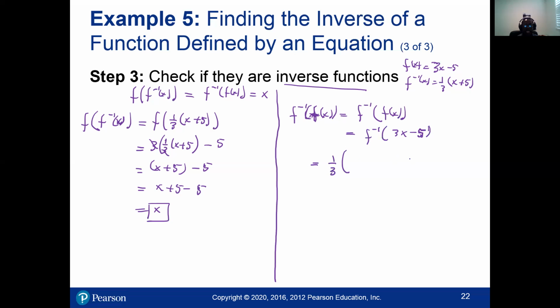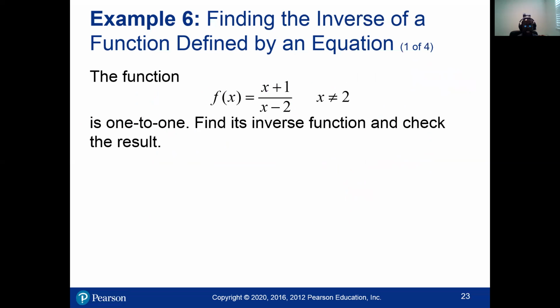Wherever we see x, we plug in 3x minus 5. So this is 3x minus 5 plus 5, times 1/3. The 5's cancel out, so you get 3x, and that is equal to x because the 3's cancel out. So we have verified steps 1, 2, and 3. We have shown that these two are really inverses.